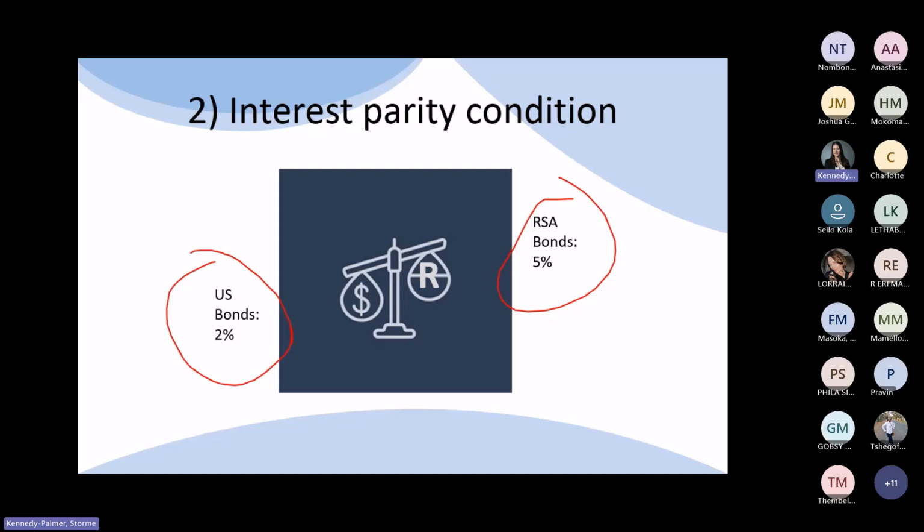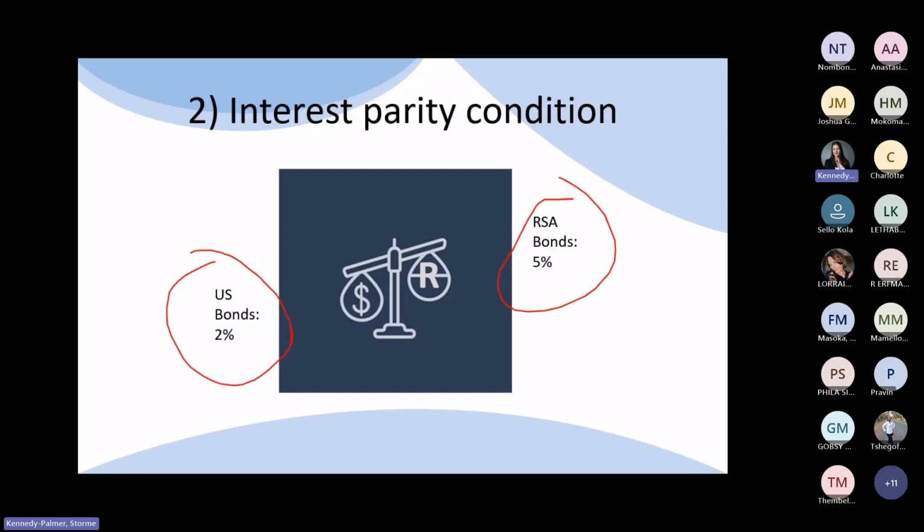And if the Rand depreciates by less than 3%, or it happens to appreciate, South African bonds will be the better option. And if the Rand depreciates by exactly 3%, then investors will be indifferent between the two. And remember, when I say indifferent, I'm not taking into account transaction fees and the difficulty of investing abroad and potential restrictions on financial investments abroad that might exist.